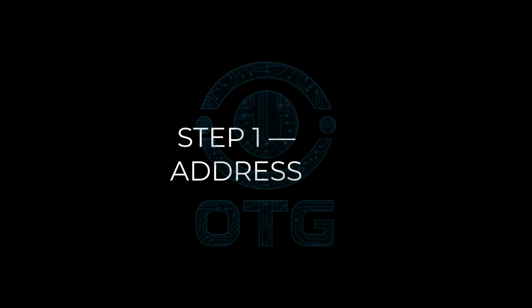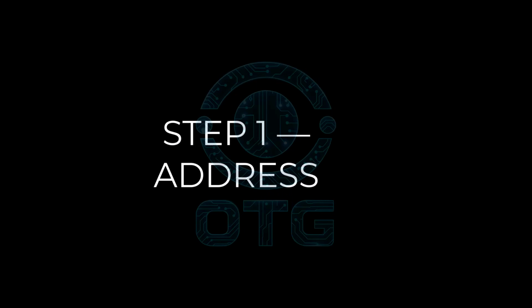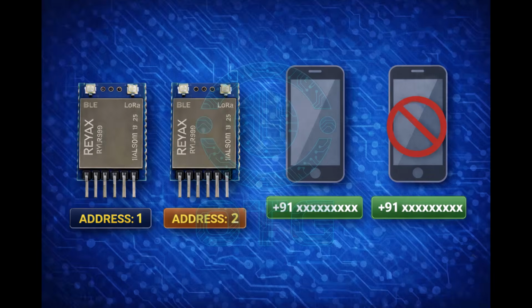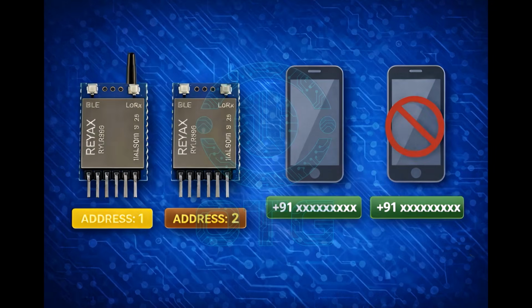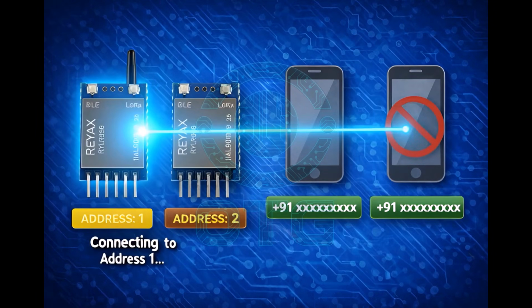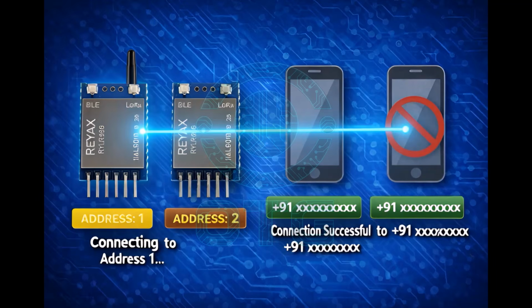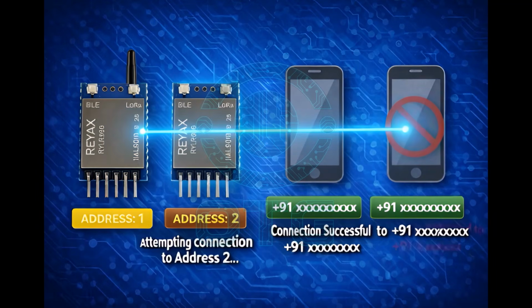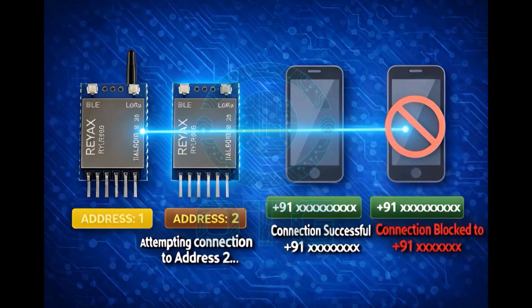First is address. Every LoRa module must have a unique address. Address is like a mobile number. Two devices cannot have the same number. Now, this sets the address of this module to 1. The second module must have a different address, like 2.